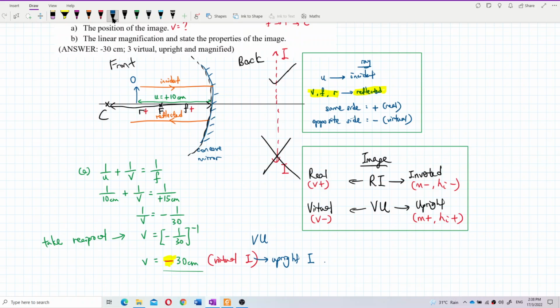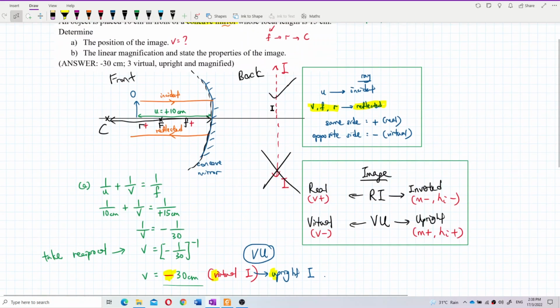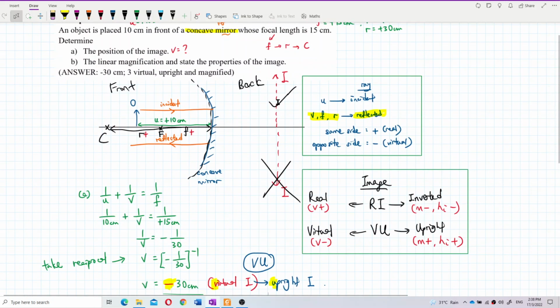Okay, VU, virtual upright. Virtual upright. Okay, VU must be upright image. So this one, virtual. So now I want to find what? I want to find, so it's formed at the back here, formed at the opposite side of reflected ray, because they're not at the same side, because your V is negative.